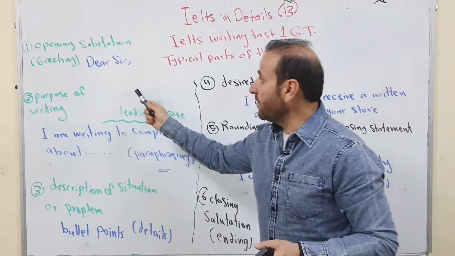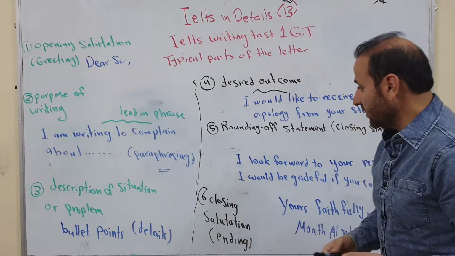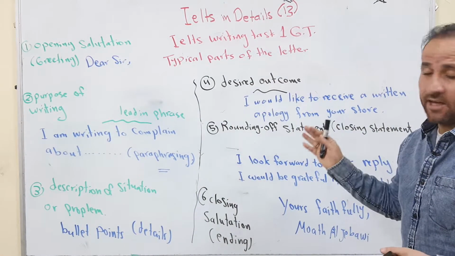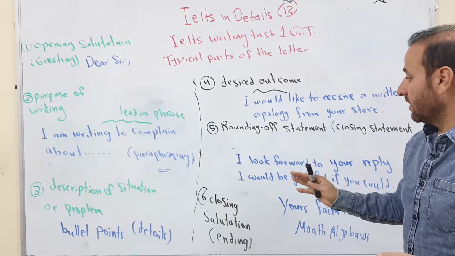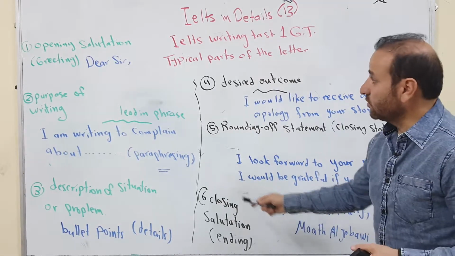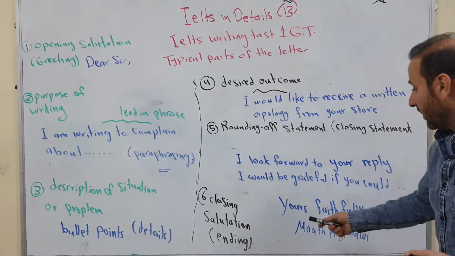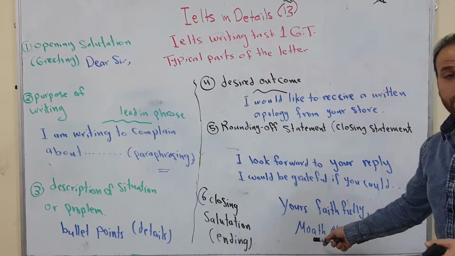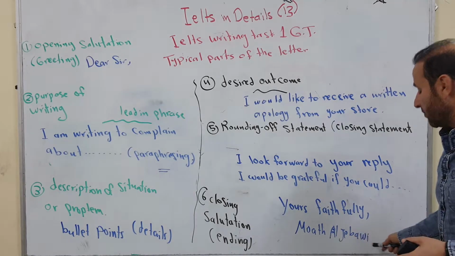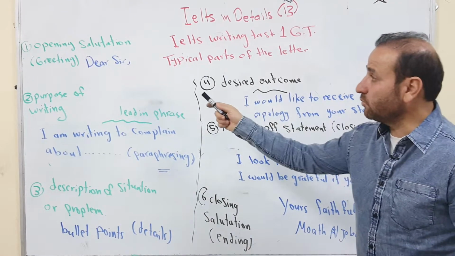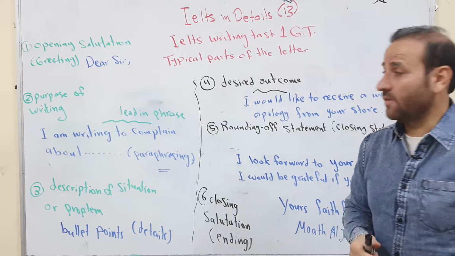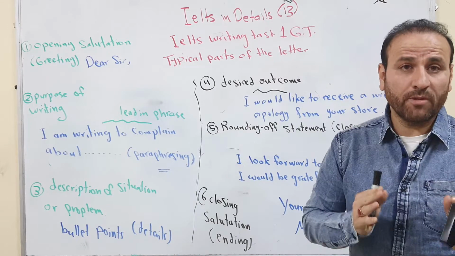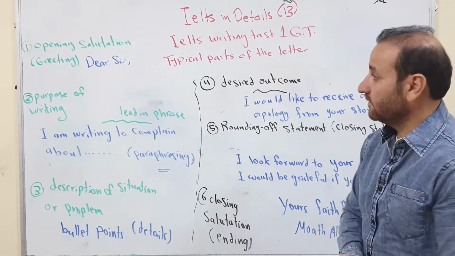Of course, the opening salutation and the last part, which is the closing salutation, the ending, should be aligned. They should match each other. For example, if you start with Dear Sir, you have to write at the end of the letter the closing salutation, Yours faithfully, and your full name. So part 1 and part 6 should be aligned together, meaning they must match according to the formality of the letter and the style of writing.